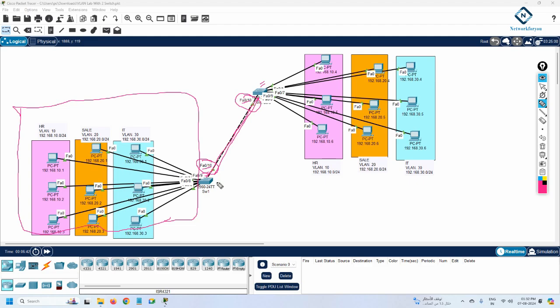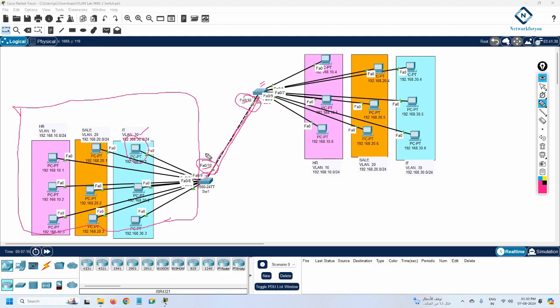And now we are doing the troubleshooting. We have the issue: this computer, a VLAN 30 IT computer, is unable to communicate with the other VLAN 30 computer. As per the rule, we already know VLAN is used to divide a single broadcast domain into multiple broadcast domains. And the same VLAN will communicate, different VLANs cannot communicate. This one also we already know. So now we need to look. Let's try to look and fix the issue.